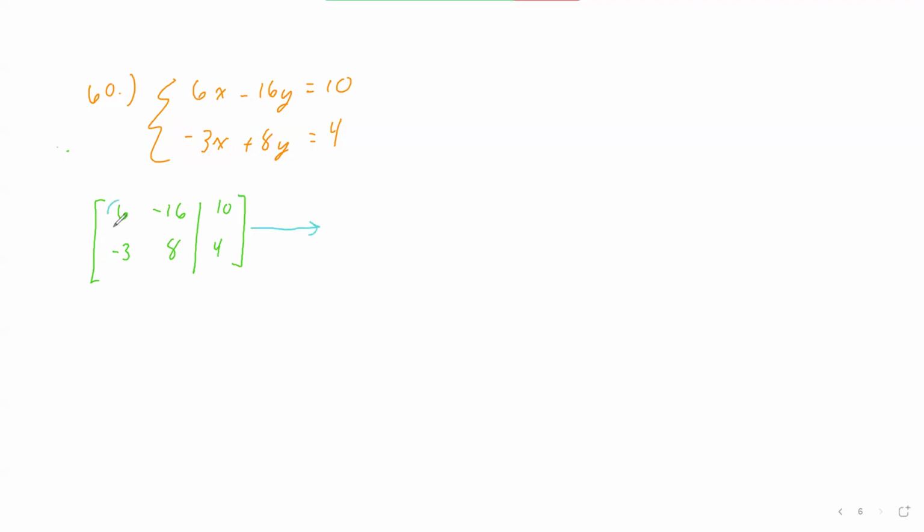I'm going to turn this guy into a 1. I'm going to do row 1 divided by 6. 6 divided by 6 is 1. 16 divided by 6 does give me a fraction. It would be 8/3, -8/3. Then 10/6 will be 5/3.